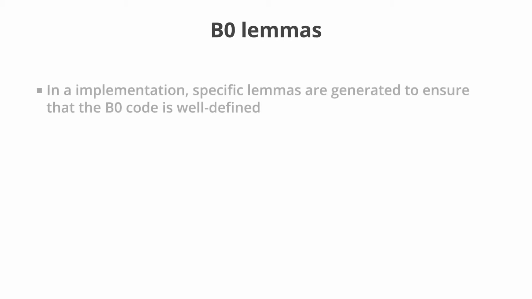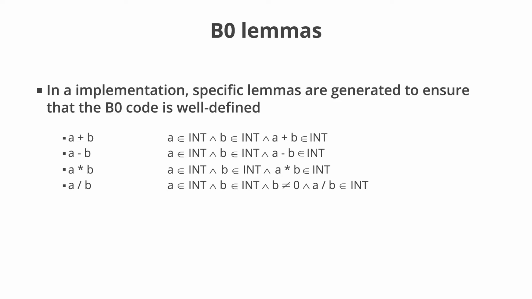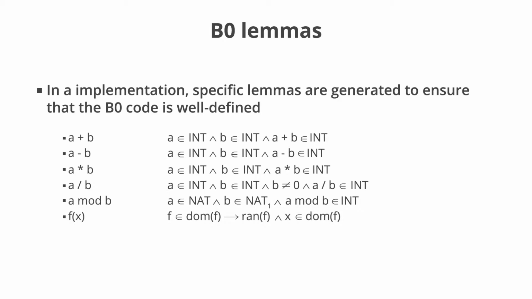In an implementation, specific lemmas are generated to ensure that the B0 code is well defined. For example, for addition, subtraction, multiplication, the result should be of the same type. For the division, the denominator should be different from 0. And for f of x, f should be a function and x belongs to the domain of f.